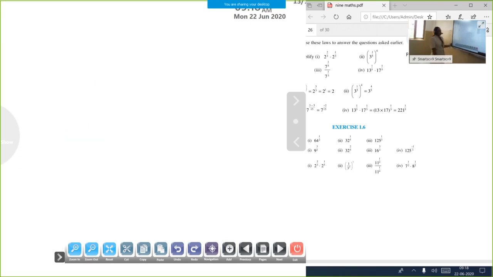The next one. Exercise 1.6. Take exercise 1.6. Your first question: find 64 raised to 1 by 2. Find the value of 64 raised to 1 by 2.